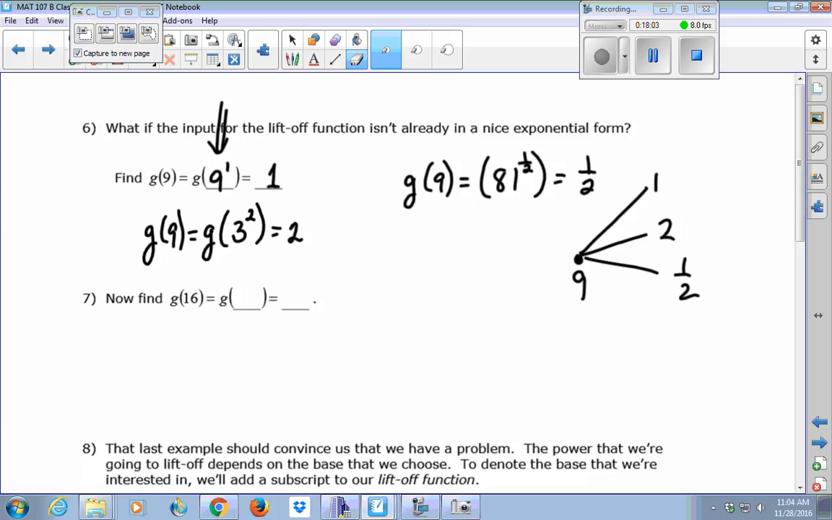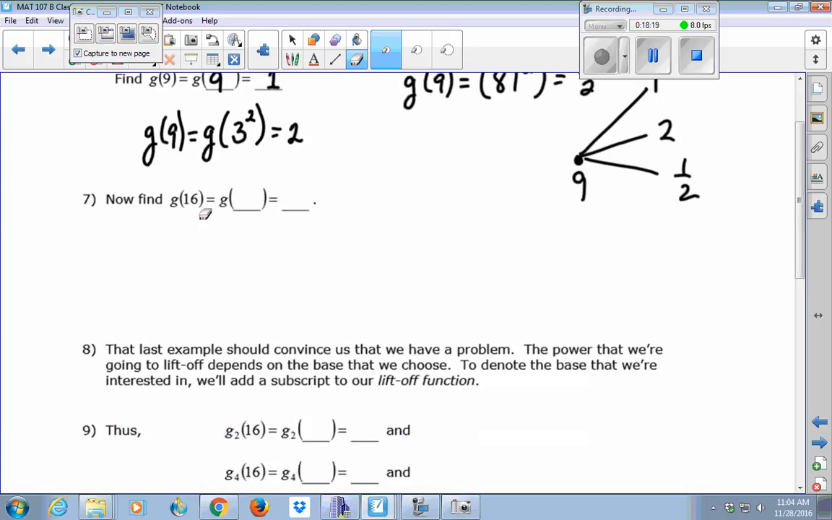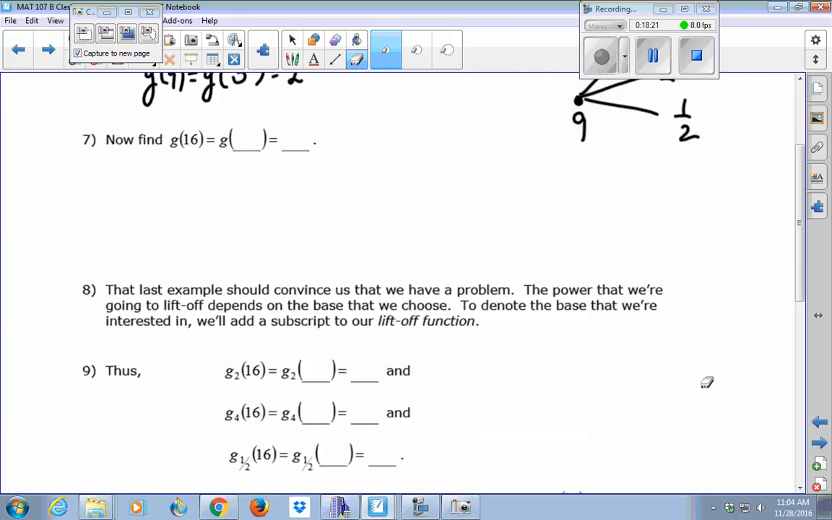Right now, it's not a function because I can take 9 and define it, in this case, 3 different ways and have 3 different outputs. So my input's 9, and I don't know what my identity is for my output. Oh, no. Big problem. Same's true with this one. So let's examine this one a little further. The last example should convince us that we have a problem.